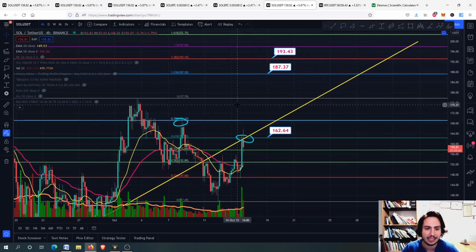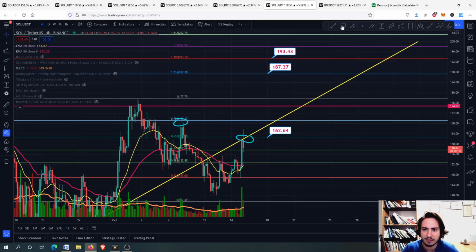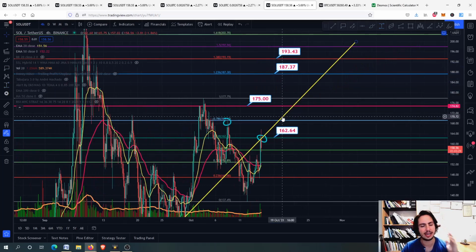Or a great buying entry will be if we close above the 175.10 Tether USD around there, then yes, you can get in and get to the next price targets. A very nice swing high of 7% and 10% you can get there, a nice swing trade.